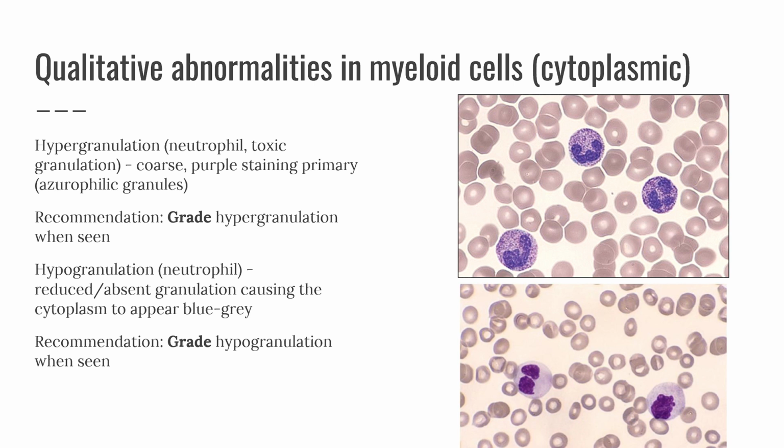Hypergranulation, specifically of neutrophils, sometimes called toxic granulation, occurs as a response to infection and inflammation. This is a non-specific change which is a result of abnormal primary granule maturation. And sometimes you see hypogranulated neutrophils, where the reduced or absent granulation causes the cytoplasm to appear bluish gray instead of pink. Both hypo and hypergranulation should be graded.